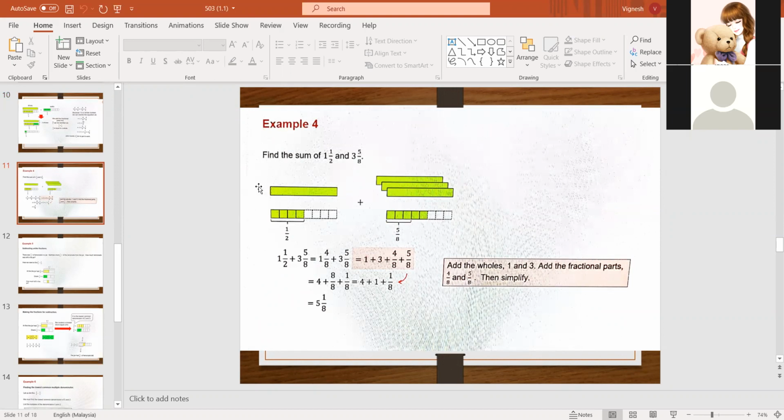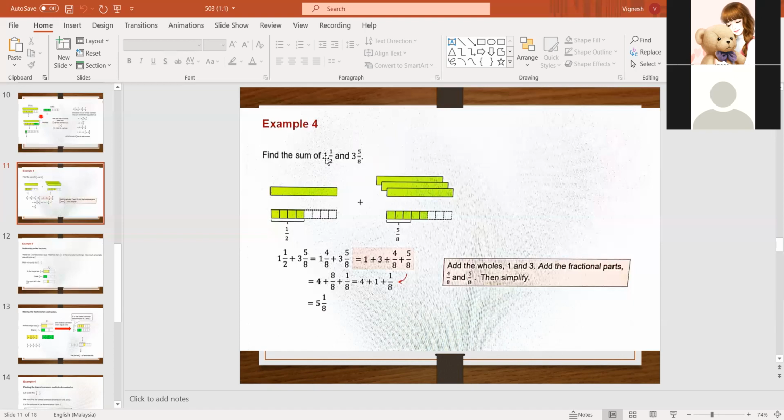Okay, can you see the bar model here? 1 1/2 and 3 5/8. Why did I put 8 here? It means you have to make the denominator equal first, correct or not? If you want, you can also add up separately.